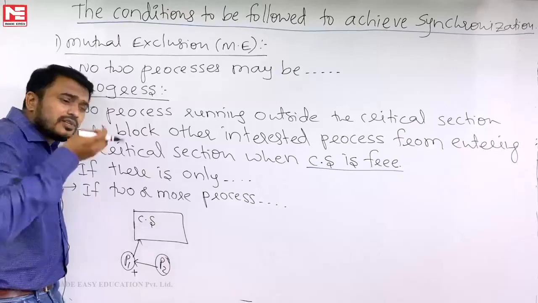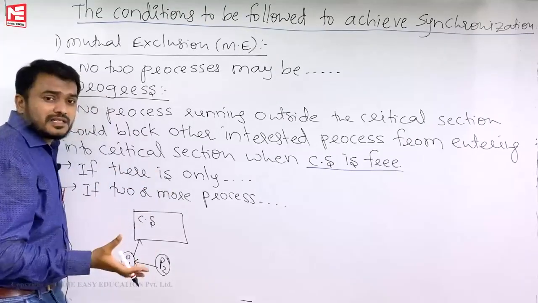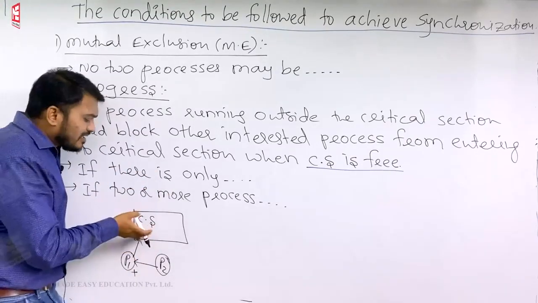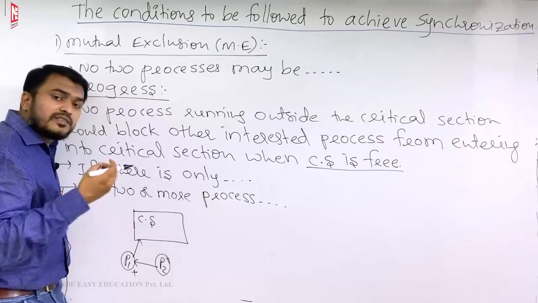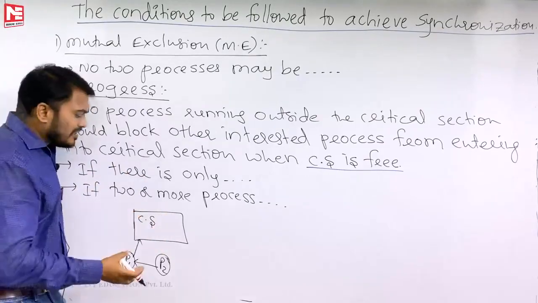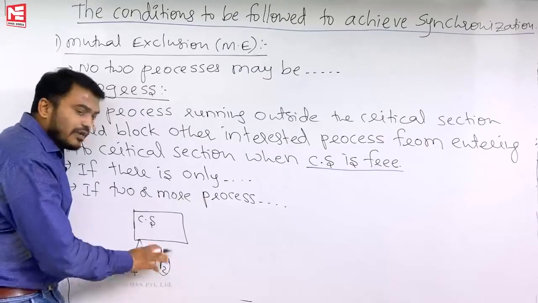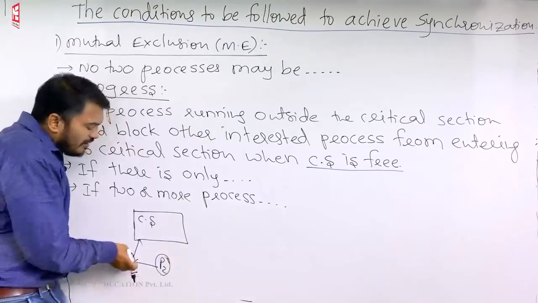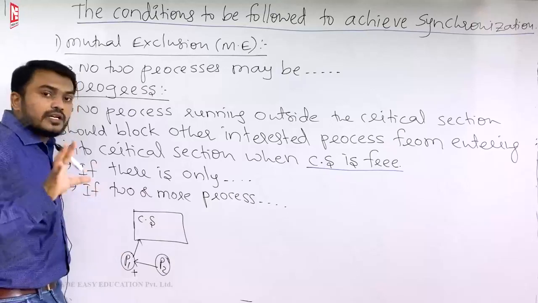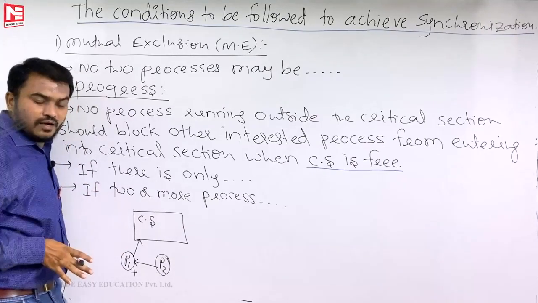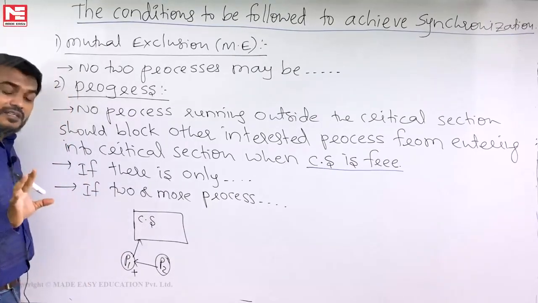It means someone should definitely make use of the shared resources. When the critical section is free, whoever is interested should definitely be allowed to enter into the critical section. But if an outside process, which is not interested and is running outside the critical section, is blocking P1 from entering into the critical section, it should not happen like that. Don't worry, everything will be clarified.